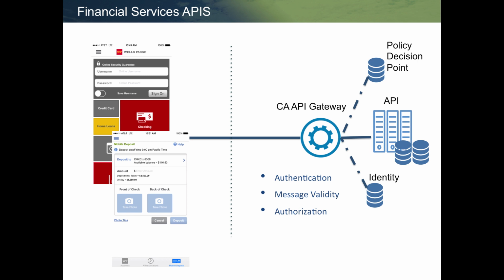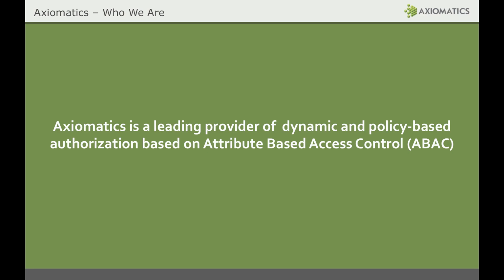That's great, and we're seeing the same pattern with our customers here, where they want to use different channels, different devices, in different contexts. And that's where ABAC, or attribute-based access control, fits in extremely well. So as you know, of course, Axiomatics is the leading provider of dynamic and policy-based authorization using attributes.